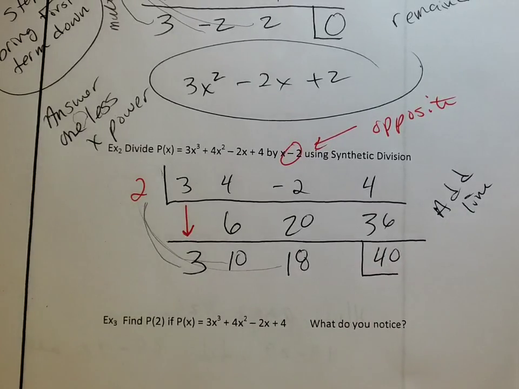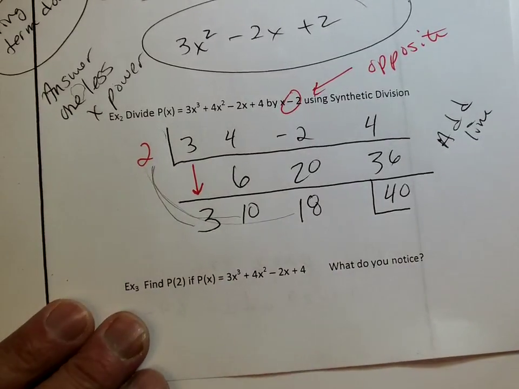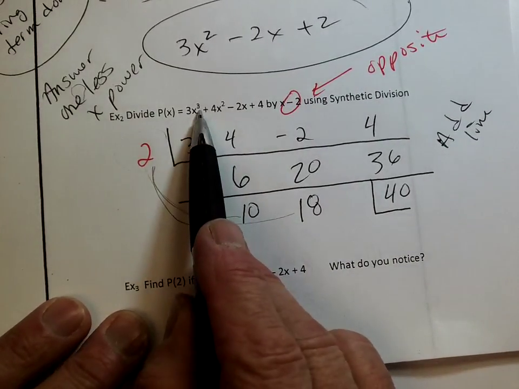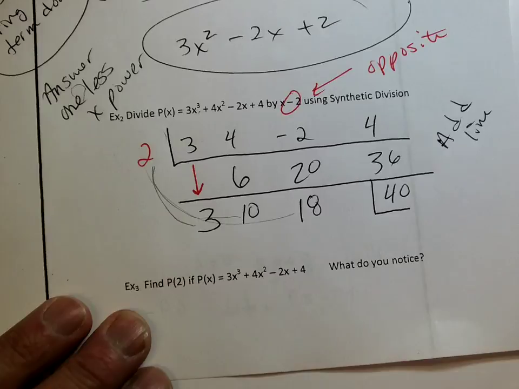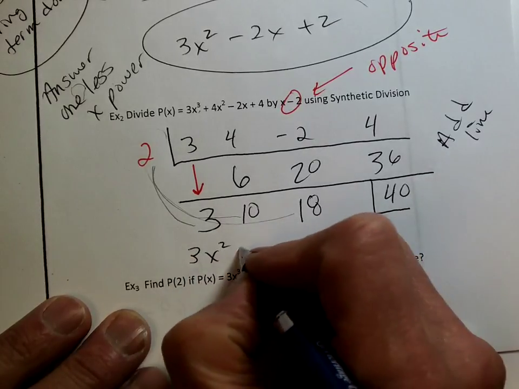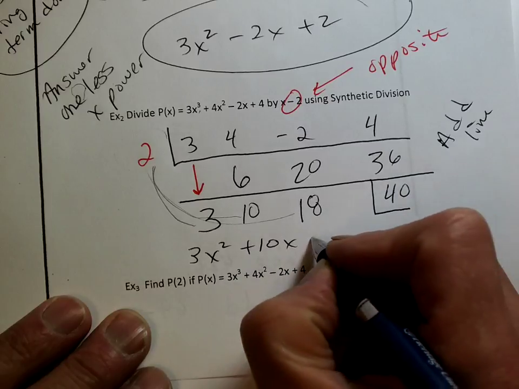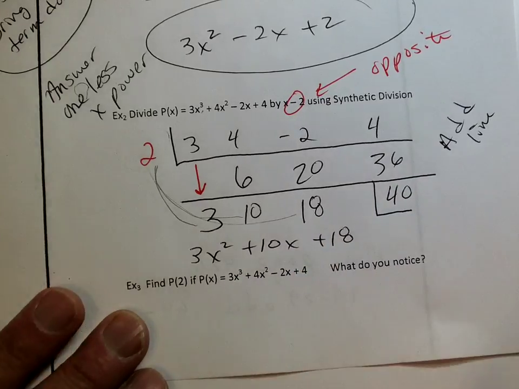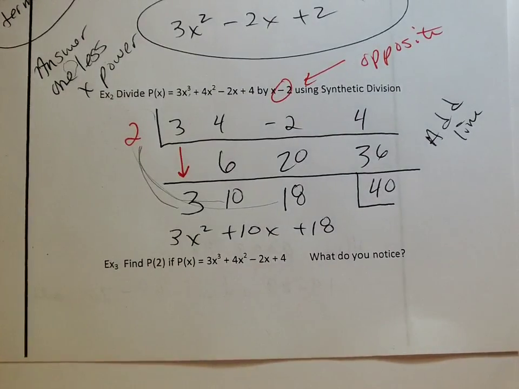Now my answer has got to start with 3x squared, because it's going to be 1 less power. So my answer is going to be 3x squared plus 10x plus 18. But what do we do with the 40? It's the same thing we did before. We take our remainder and put it as a fraction over what we divided by.